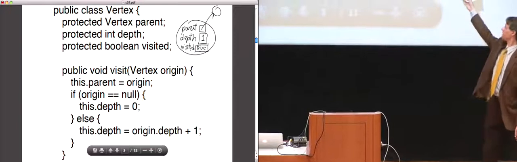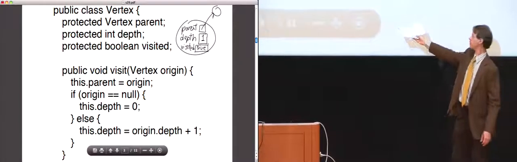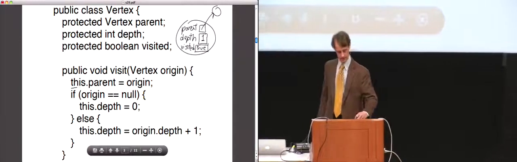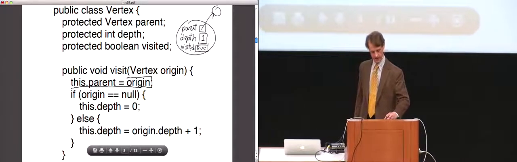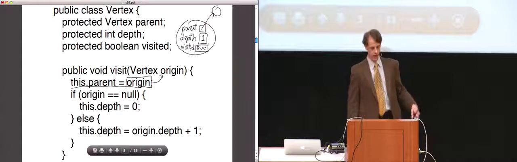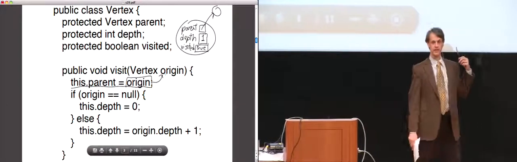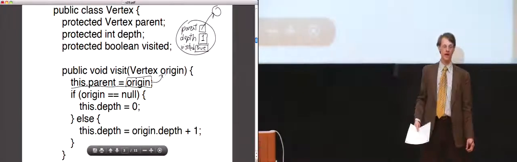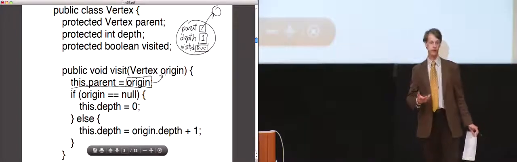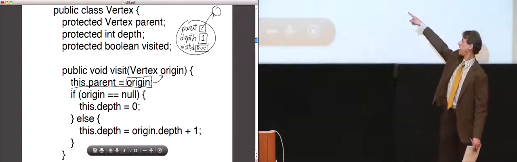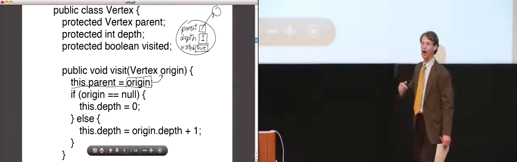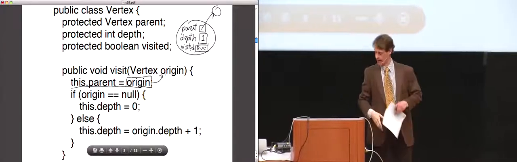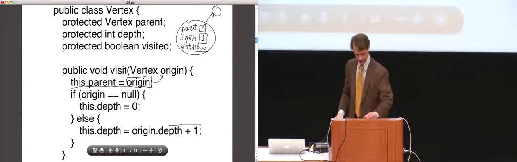I have this visit code which sets up these pointers, the parent and the origin pointer. And so I always just set the parent to whatever vertex got passed in as a parameter. And for the depth, there are two cases. If this is the starting vertex, then the origin is null. And that means this is the vertex I'm starting at, visiting first. I assign it a depth of 0. Otherwise, I'm going to assign myself a depth by looking at my parent's depth and adding 1, which is what this line does here.